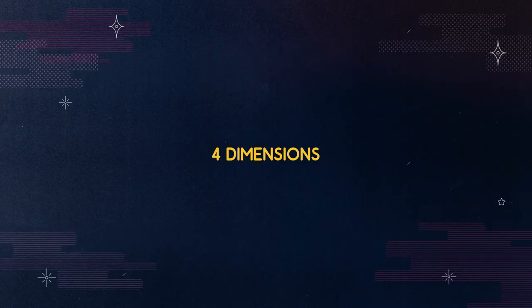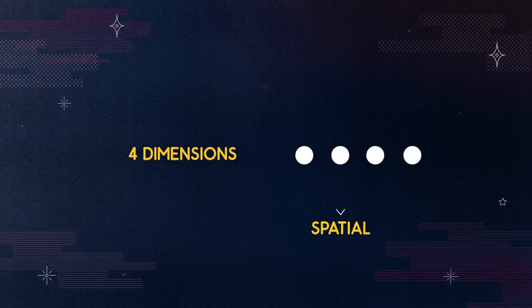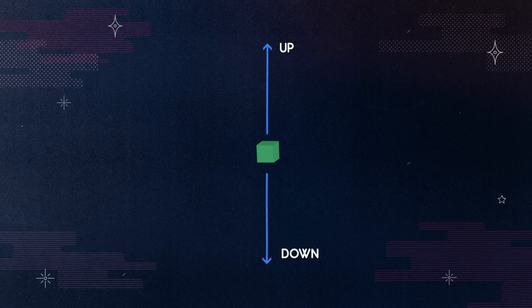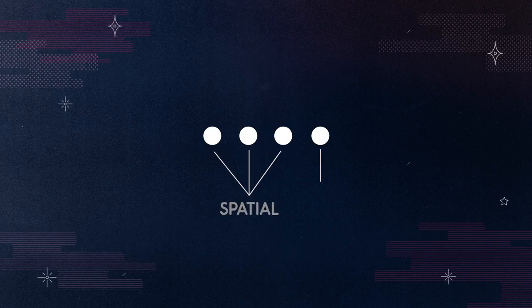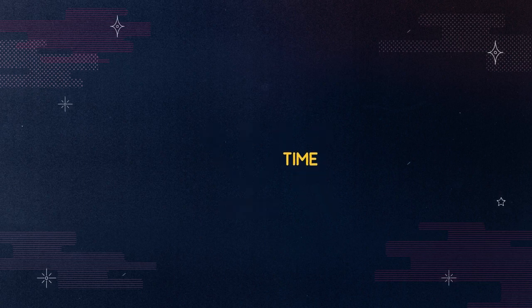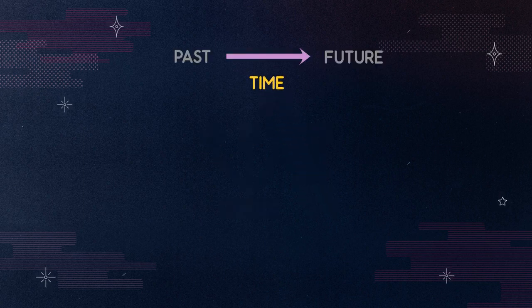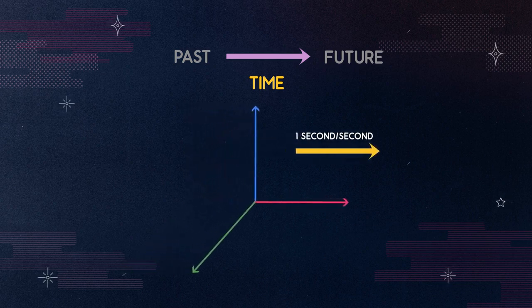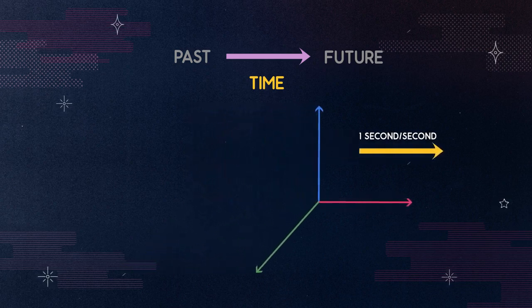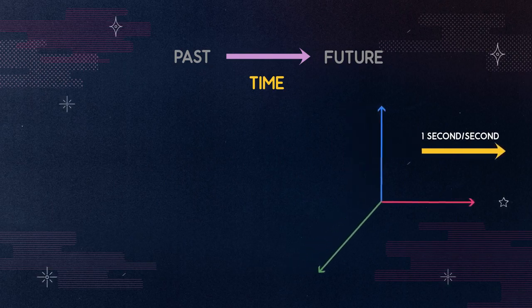The universe consists of 4 dimensions. 3 of those dimensions are spatial, moving in the up-down dimension, the left-right dimension, and the forward-back dimension. The last dimension is time, the past-future dimension. Although we don't say something moves in time, just that the flow of time itself moves us towards the future and away from the past at a speed of 1 second per second.